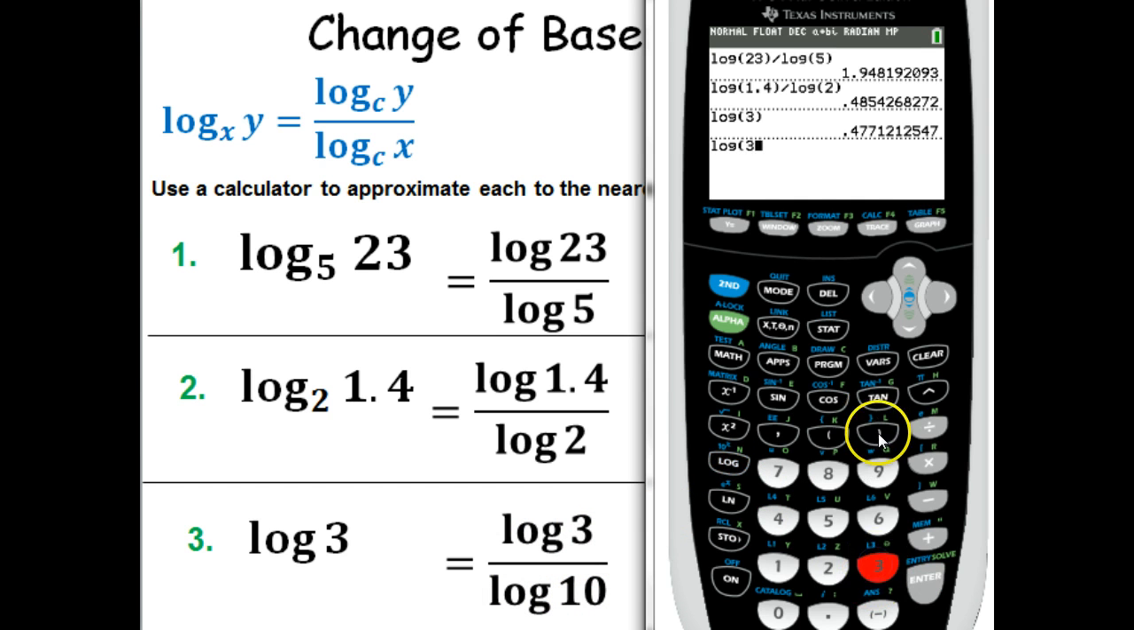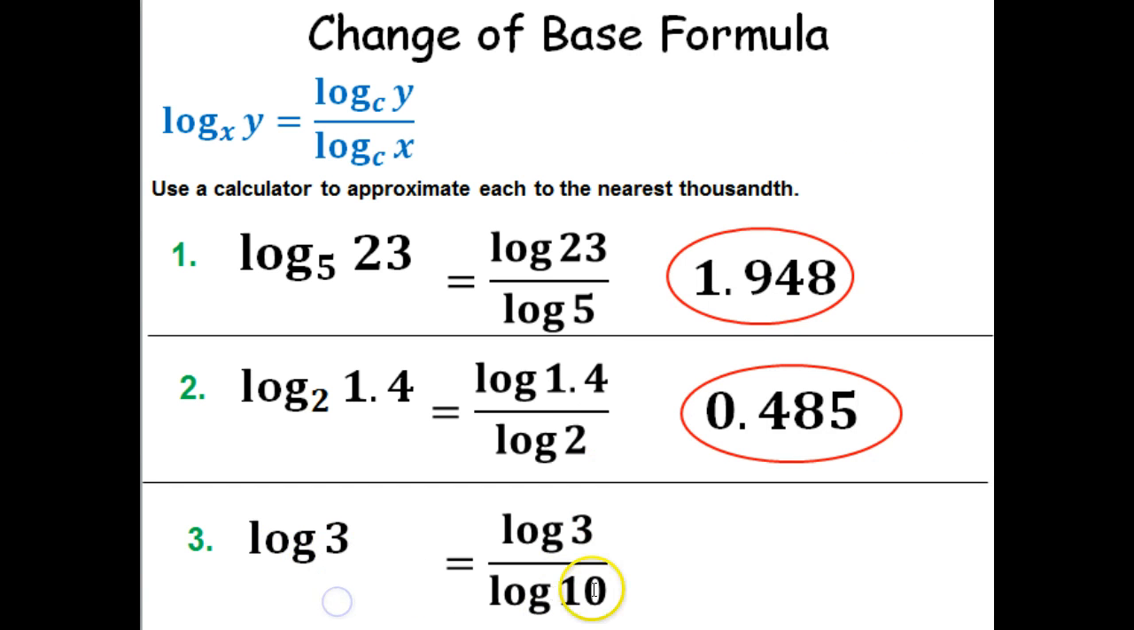Log 3 divided by log 10. And hit enter. You notice both of these two answers are the same. So that's where it's coming from. It doesn't matter which one you want to do. This way is just a little bit easier. Just type in log 3 and hit enter. But remember to round it to the nearest thousandth at 3 decimals.